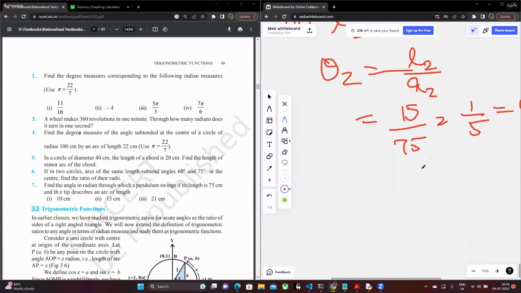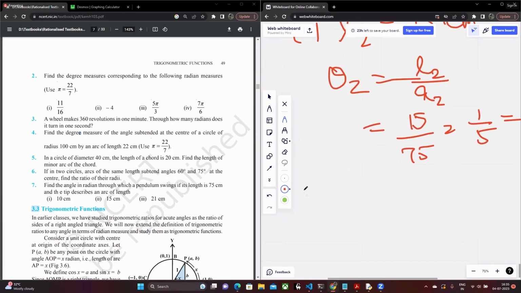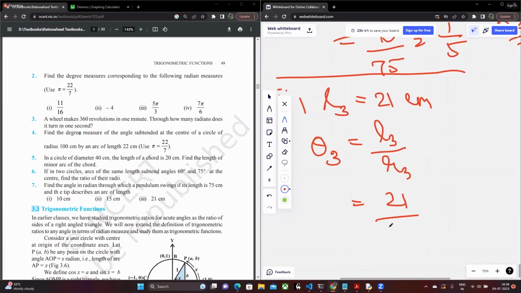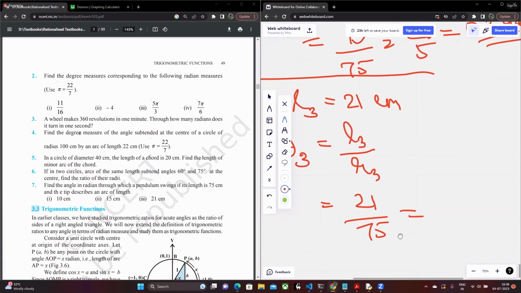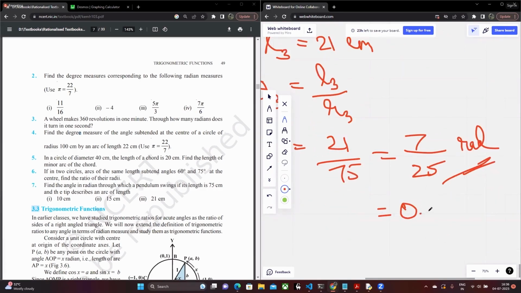So you have the fact that number 2 is basically 0.2 radians or 1 by 5 radians, whatever. And finally, the third subpart is just a line over here. This is L3, which is 21 centimeters. That means theta 3 is equal to L3 divided by R3, which is 21 divided by 75, which is basically 7 by 25 radians, which I can represent in decimals as 0.28 radians.